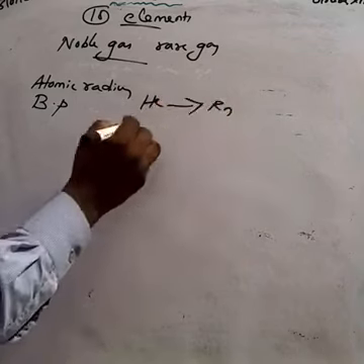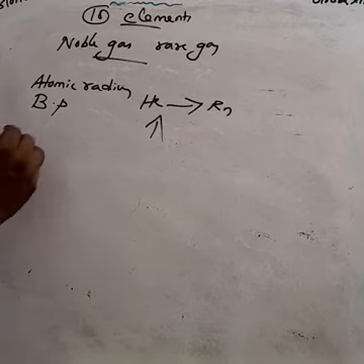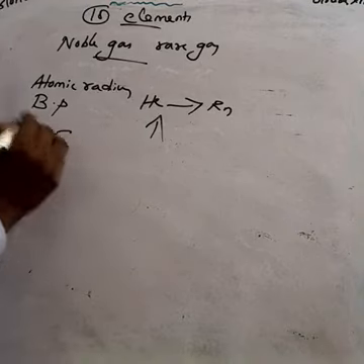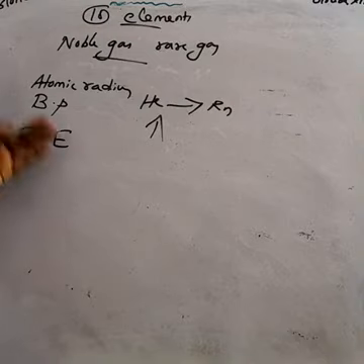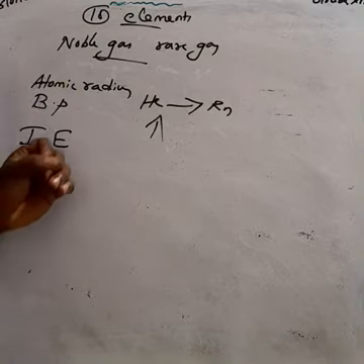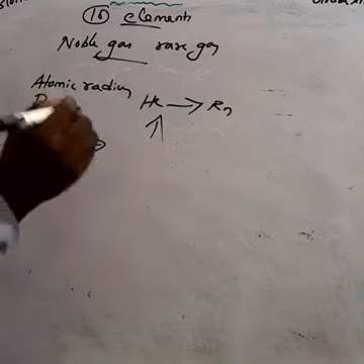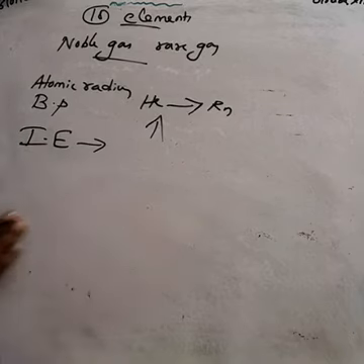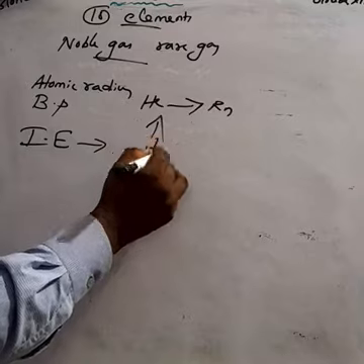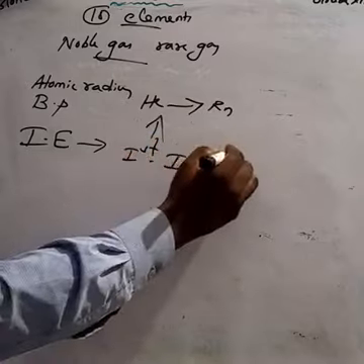Okay. Next, about the ionization energy. Already we learned about the ionization energy. What is ionization energy? The amount of energy required to remove the most loosely bound electron in a gaseous state, that we are saying ionization energy. But here the first ionization energy decreases from helium to radon.